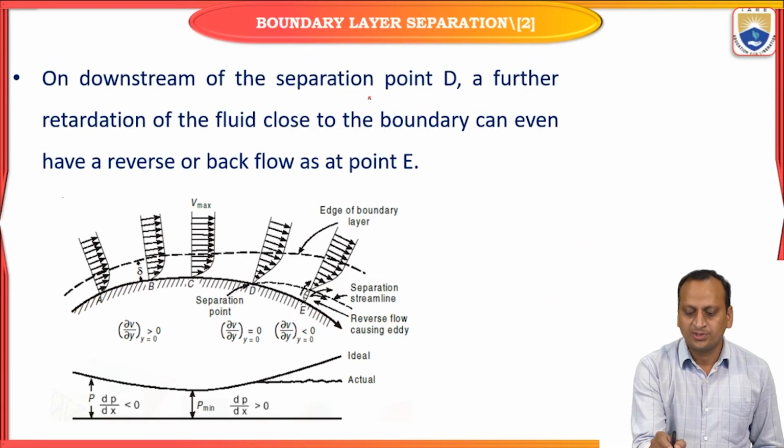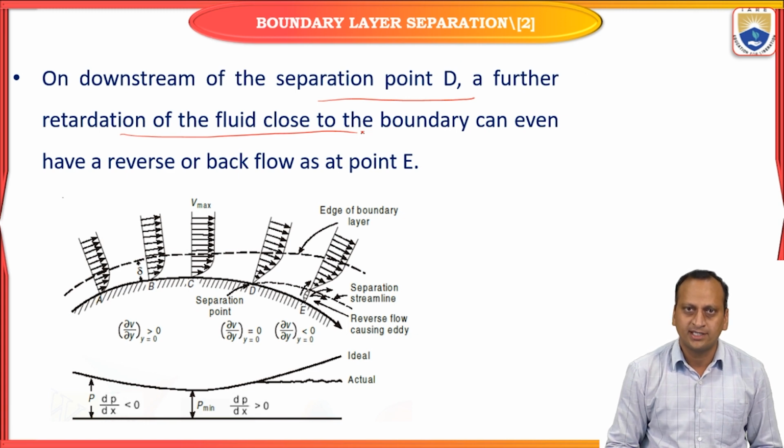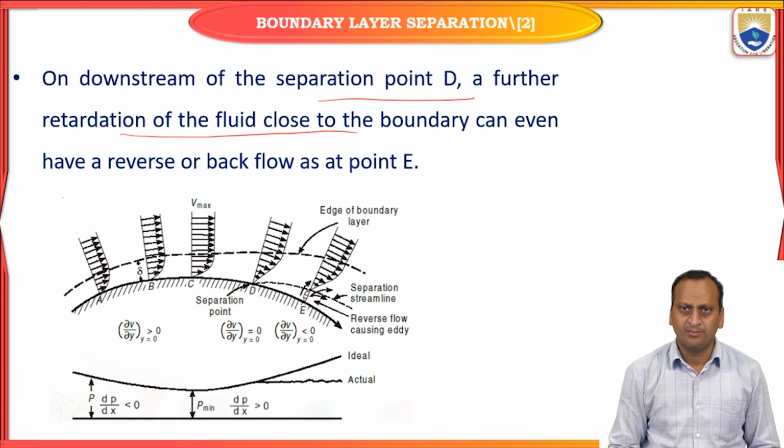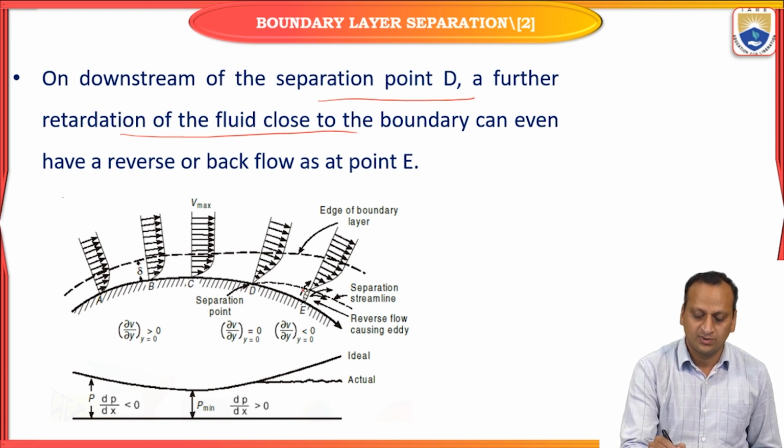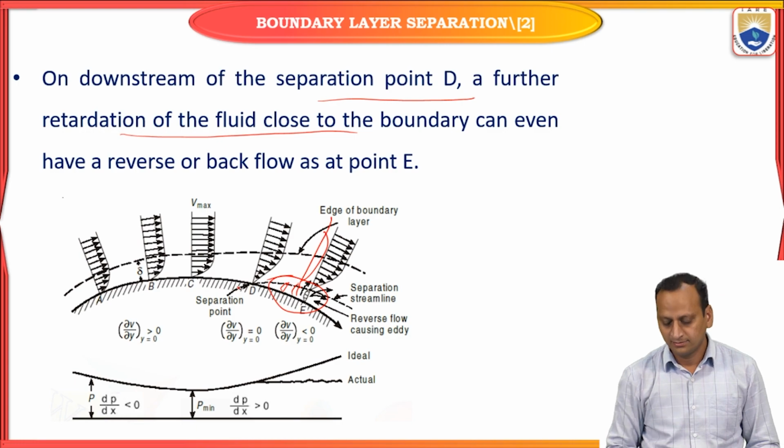On downstream of the separation point D, a further retardation of the fluid close to the boundary can even cause a reverse or back flow at point E. So at point E, we can observe the reverse flow. In this way, you can draw the reverse flow here. So from here, the reverse flow is going to take place.